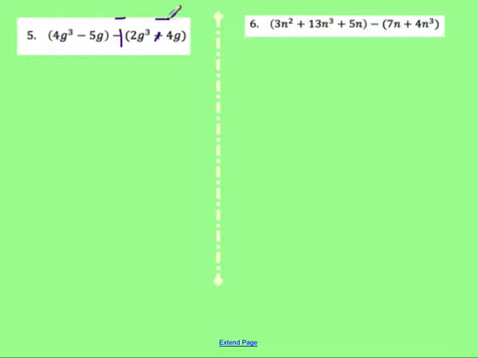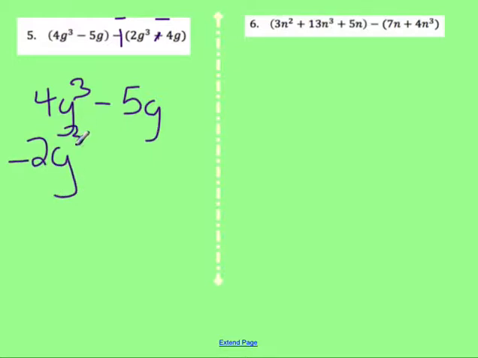I'm changing the signs. I'm not just making sure they're all negative. I'm actually changing all of the signs. So for the first one, that's going to stay the same. So I have 4g cubed minus 5g. So then 2g cubed, that's going to be subtracted now. That's going to be negative, and I'm going to put it in my g cubed column. Then minus 4g, that's going to go in my g columns.